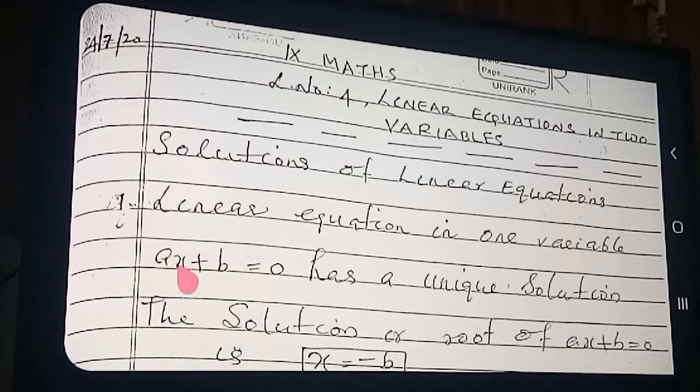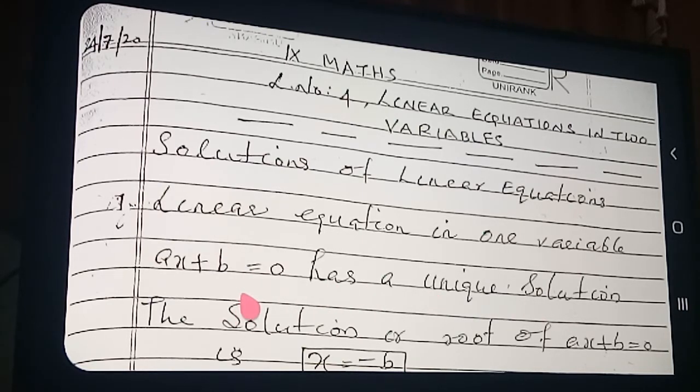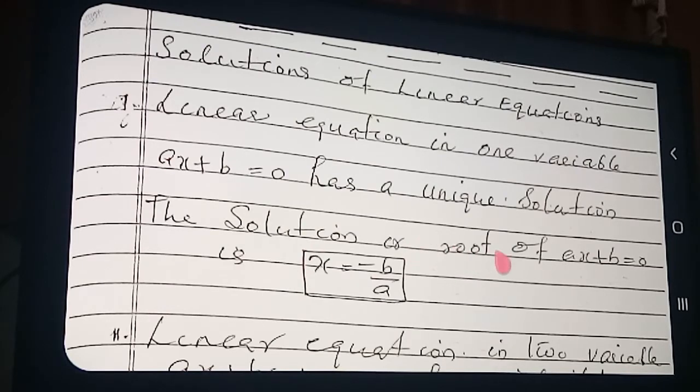Here x is the variable, therefore the method of finding out the value of x we call solving the equation. So here also we found the same, it has a unique solution. Which is that solution? The solution or root of the equation ax plus b equal to 0 is x equal to minus b by a. These are all MCQ questions. What is the solution of ax plus b equal to 0? The solution of ax plus b equal to 0 is minus b by a.